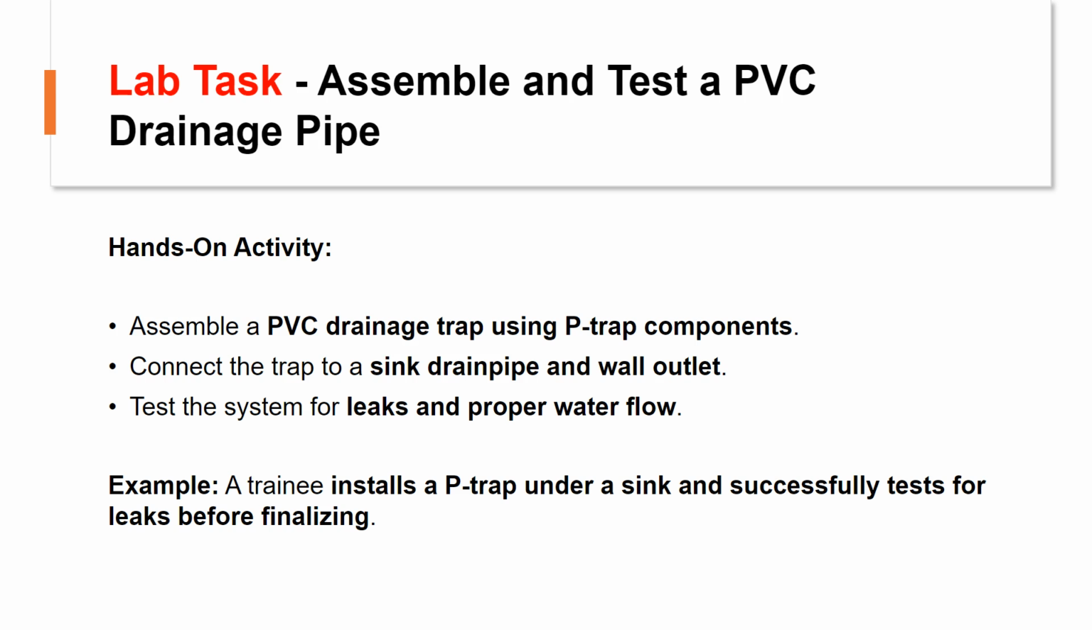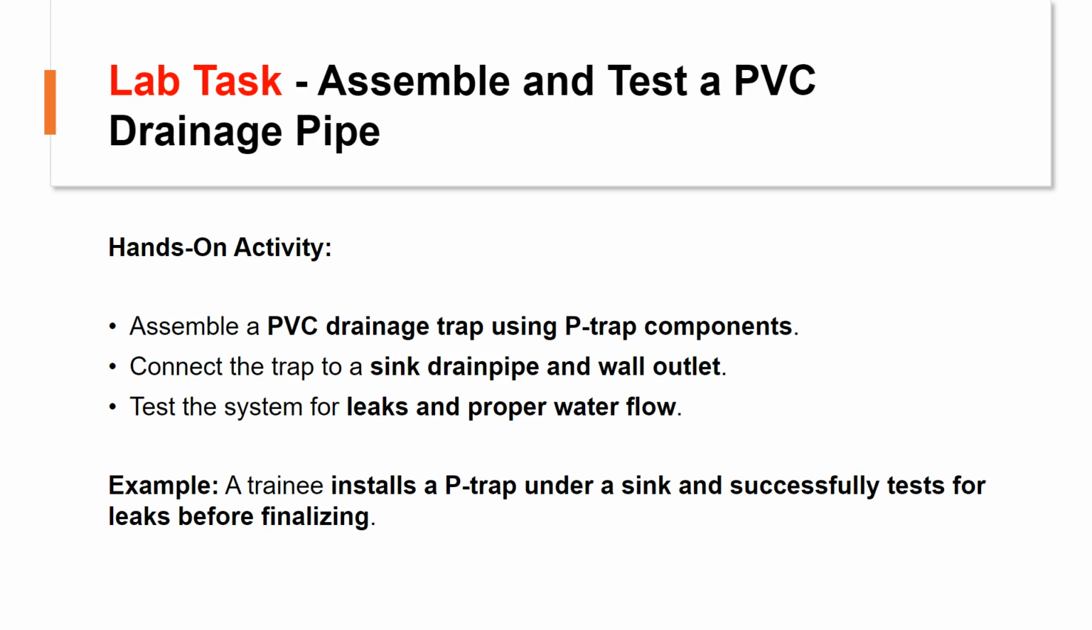2. Cut and prepare the pipe. Measure and cut your PVC pipe. Deburr the edges for smooth joining. 3. Assemble the trap. Choose the correct trap, P or S, for the setup. Dry fit everything first. Adjust if needed. 4. Apply solvent cement. Once satisfied with the layout, apply solvent cement and join the pipes. Hold each joint firmly, wipe excess glue, and let it cure.